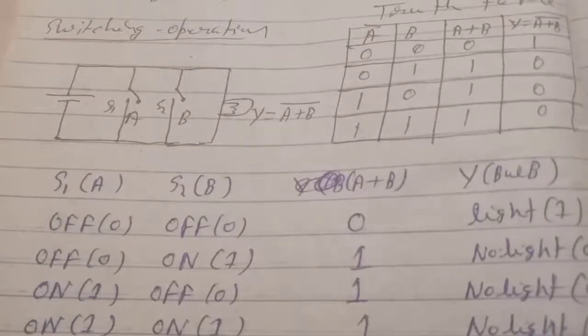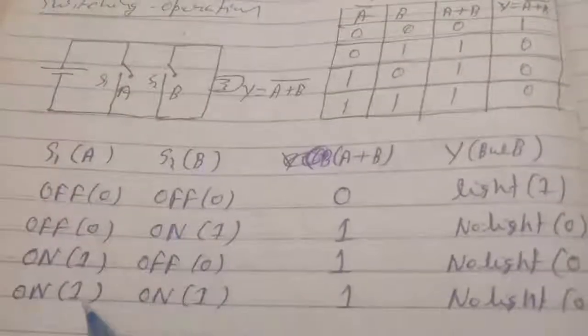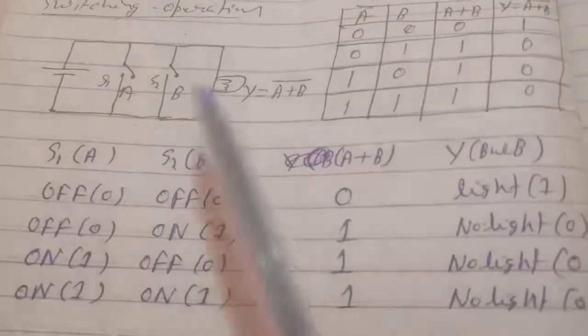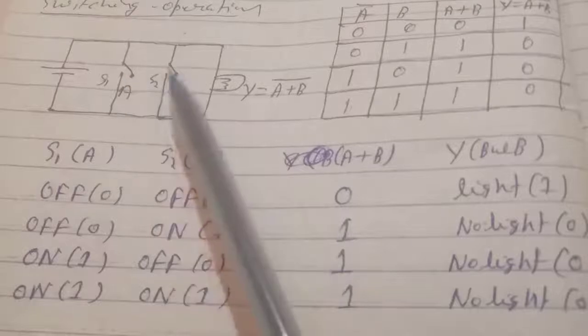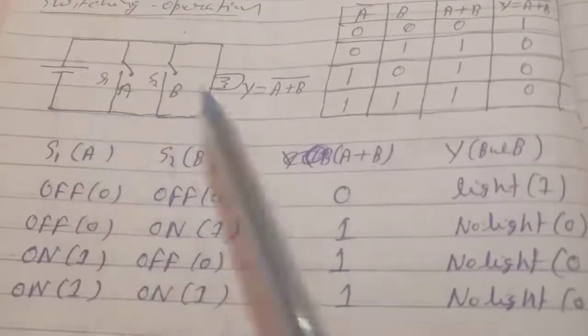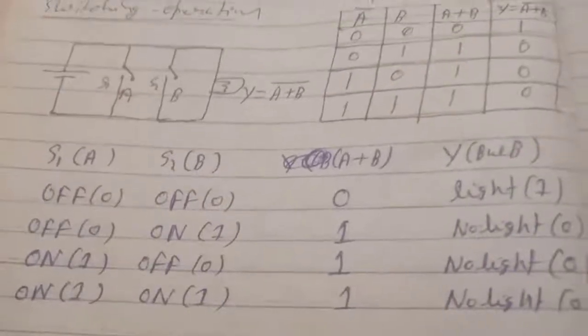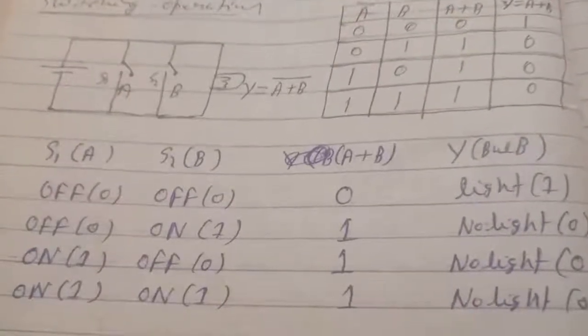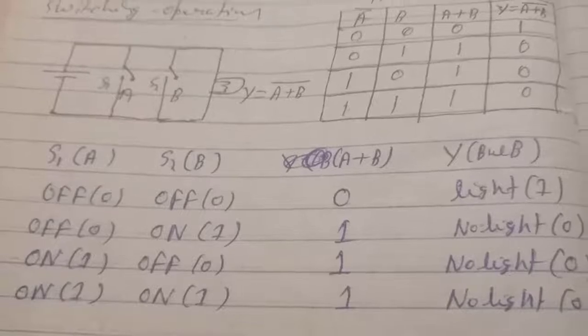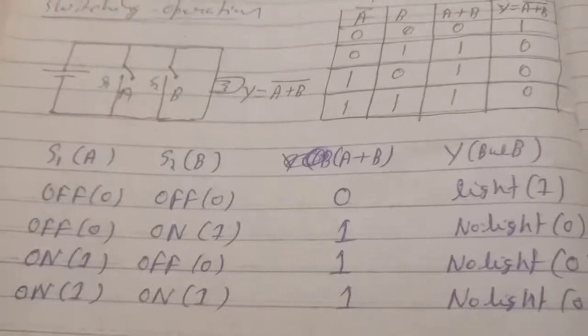Similarly, when both switches S1 and S2 are on, like this switch is on, this is on, then the whole current will pass through this and there will be no light. So in case of NOR gate, we only get output when both inputs are low.